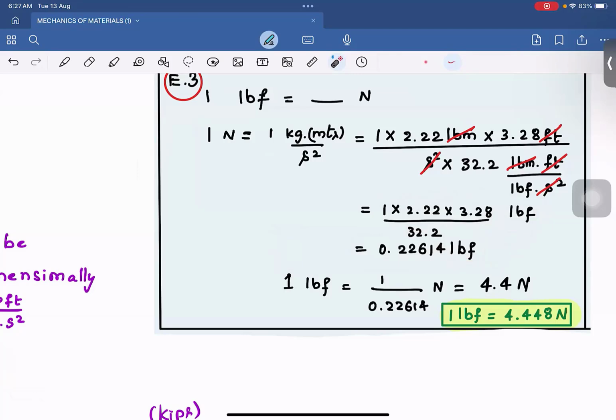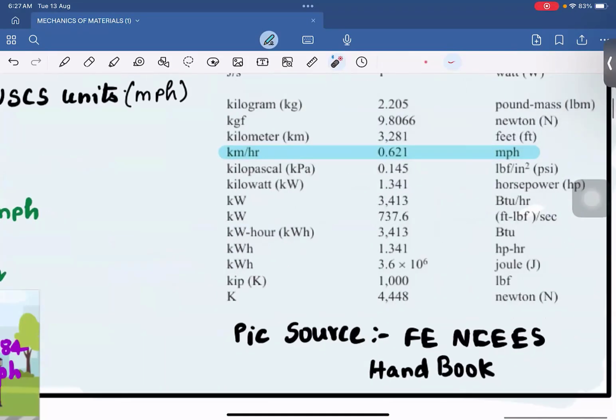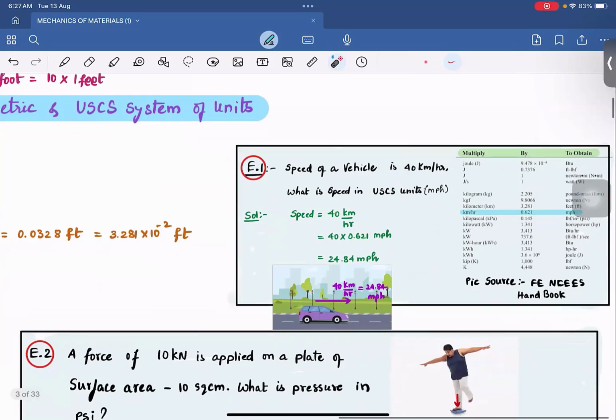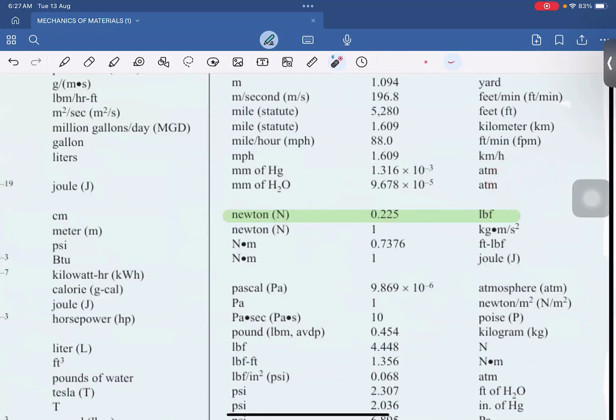This is a fact. You need not worry about this again. This is already available in our handbook. Just go back here and you can see that somewhere in the previous example I have shown you here. I have said that 0.226 we got in that example. To be accurate, it will be 0.225.